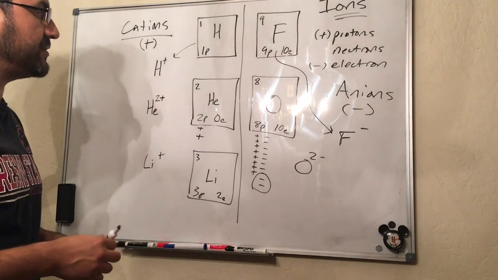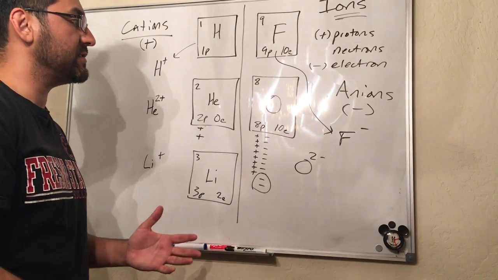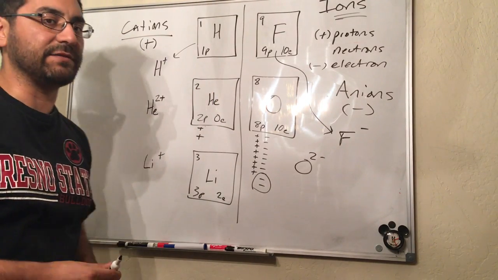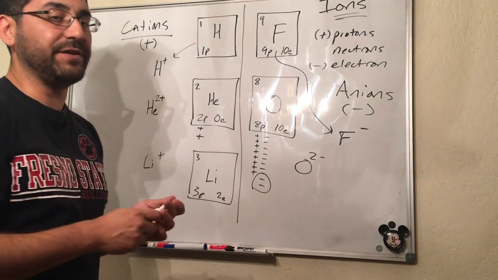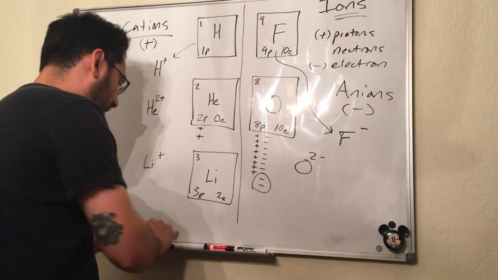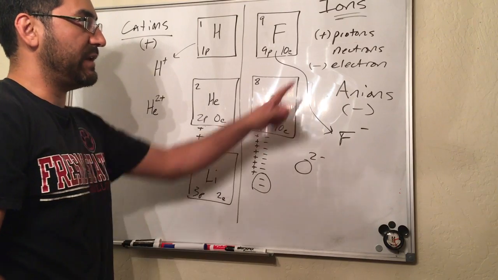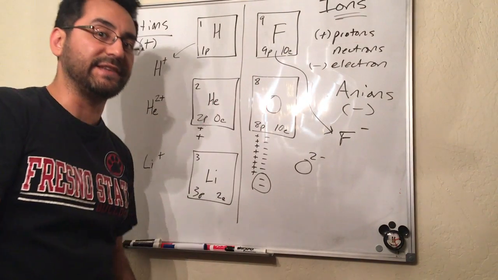Here, I just wanted you to be aware of the 2 types of ions: anions, which are negatively charged, and cations, which are positively charged, and how we can actually figure out those charges. All right, in the next video, we'll talk about isotopes, and that's when we have different numbers of neutrons instead of electrons.